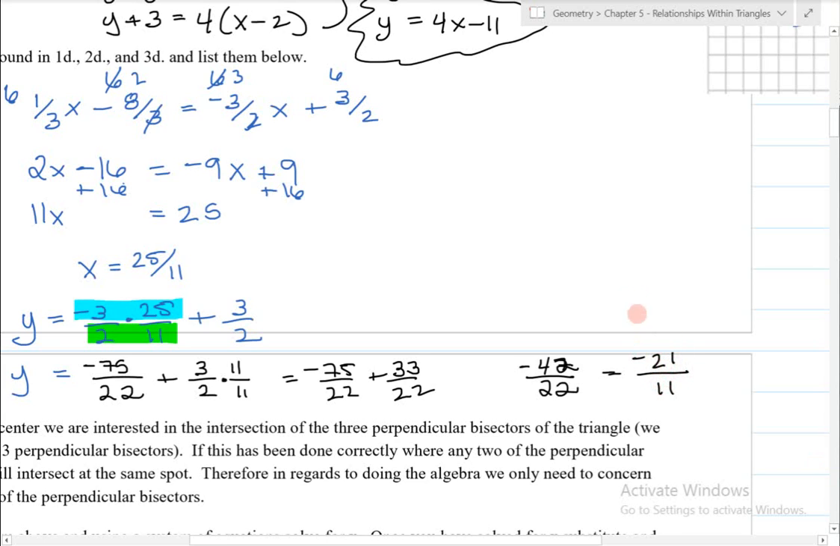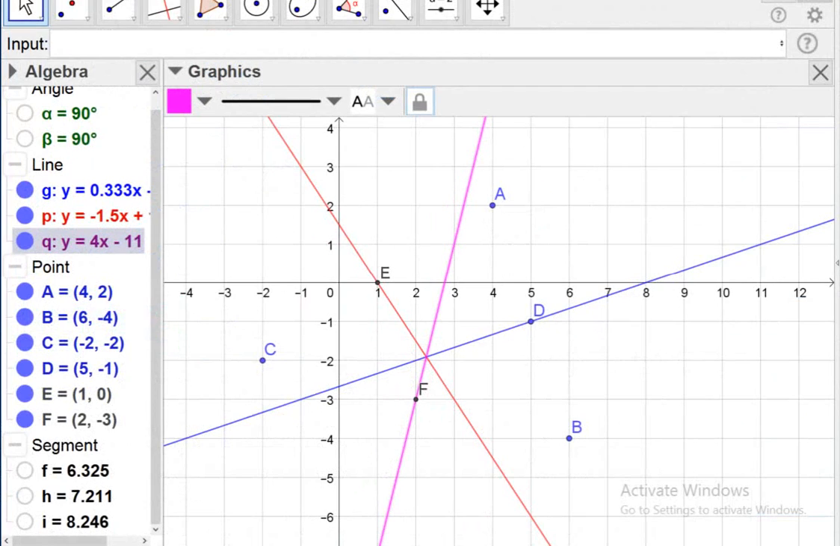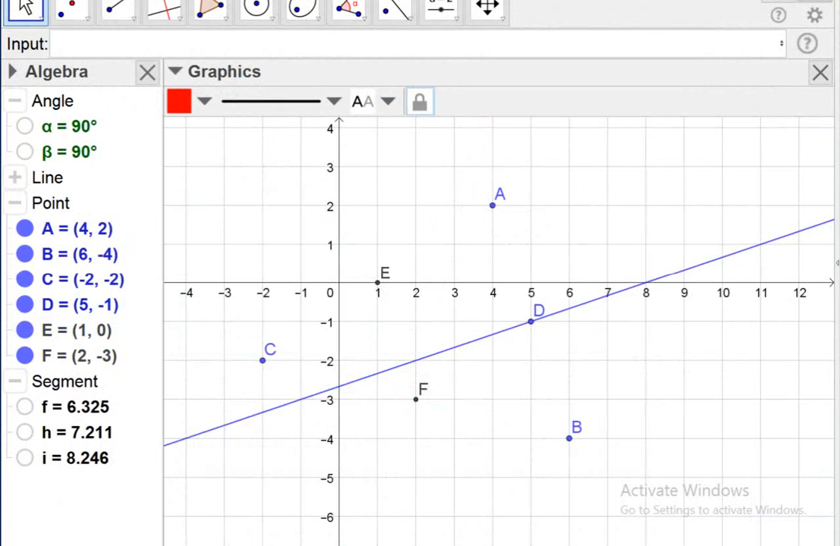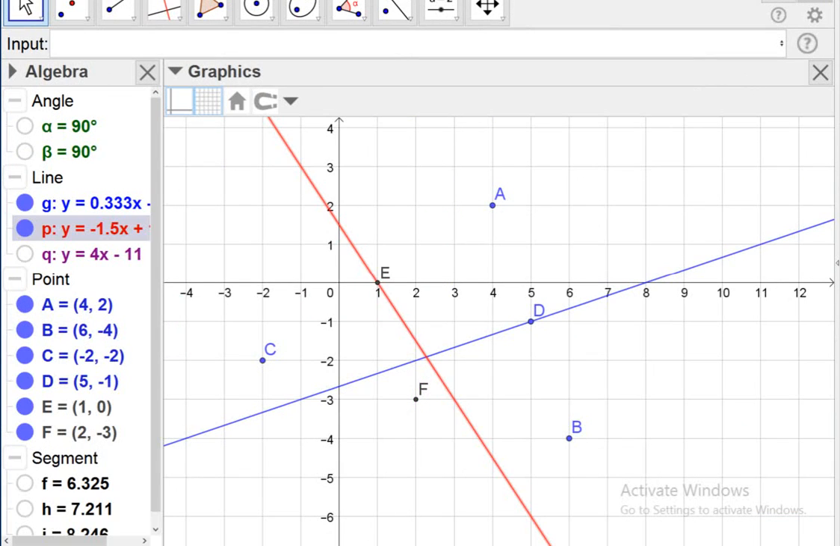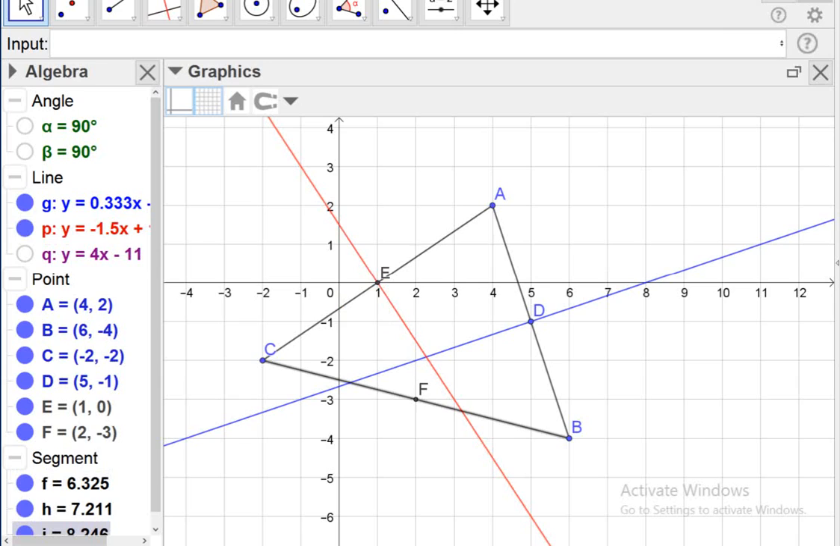Negative 21 11ths. Okay. So the x value was 25 11ths, right? The y value is negative 21 11ths. Would you have ever guessed that by just looking at where those two lines, the red one and the blue one, intersect? Okay, but if I plot this, you shake your head yes, 25 11ths, comma, negative 21 11ths?